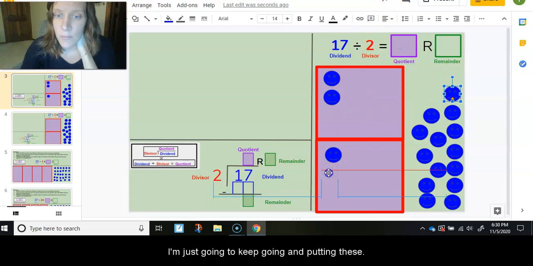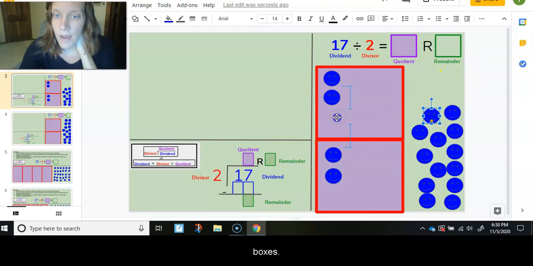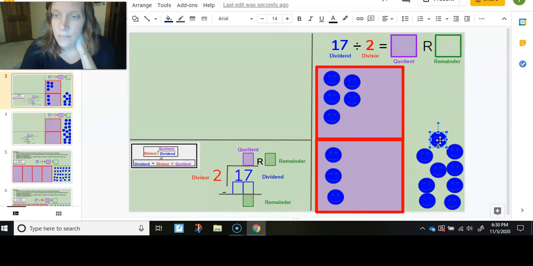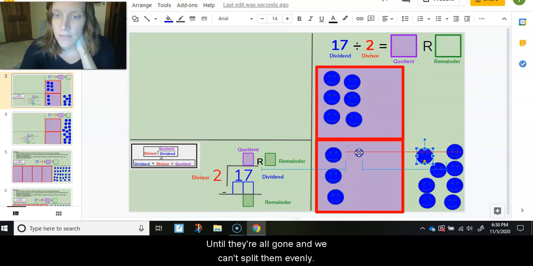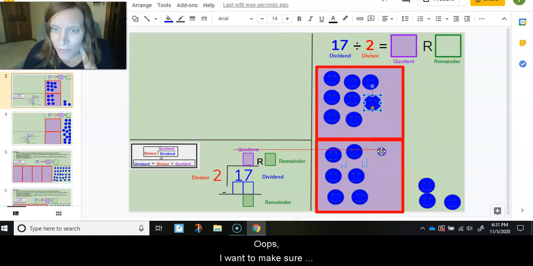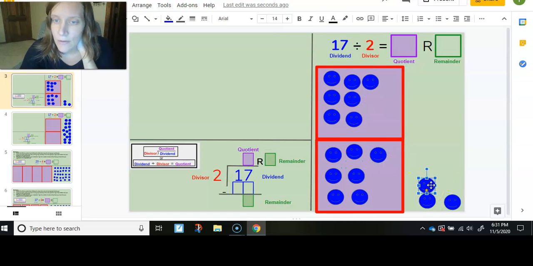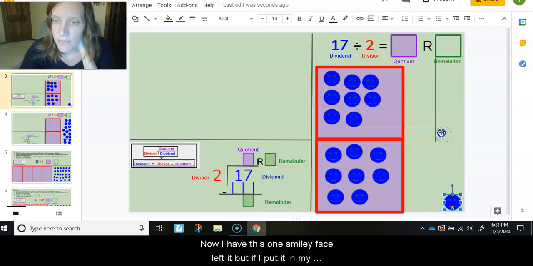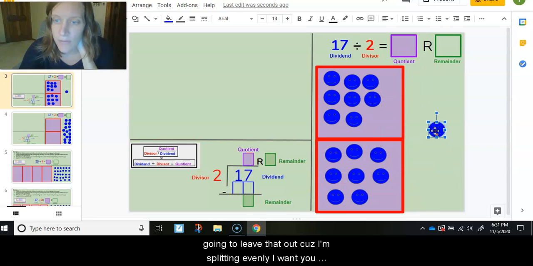And I'm just going to keep going and putting these in our boxes until they're all gone and we can't split them evenly anymore. Oops, put that one in the wrong spot. There we go. I want to make sure I'm doing it evenly. One in each. Now I have this one smiley face left, but if I put it in my top box, then I won't be able to put one down here. So I'm going to leave that out because I'm splitting evenly.